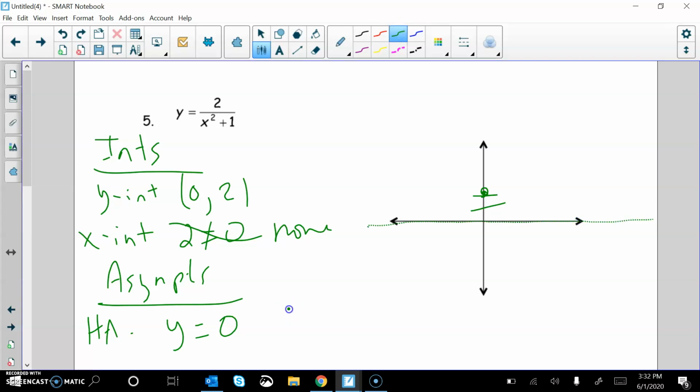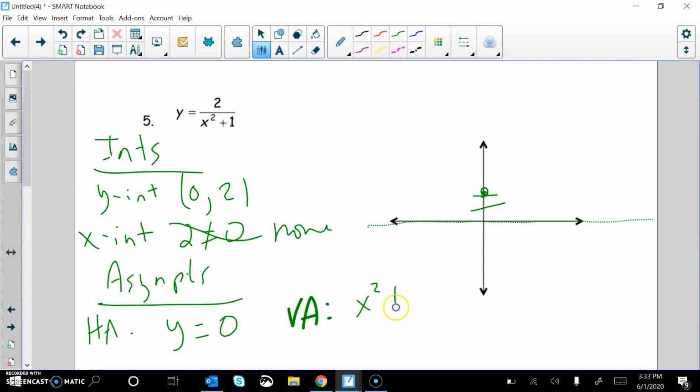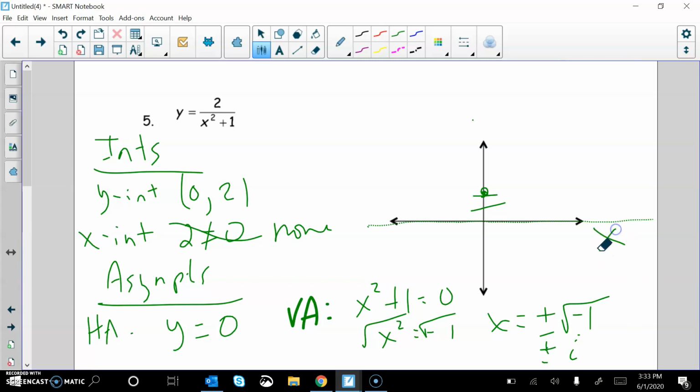Vertical asymptotes. So let's set my denominator equal to 0 and get to solving. Square root. So x is equal to plus and minus square root of -1, which is i. So that's an imaginary number. It's not a value on our current xy plane, which only deals with real numbers. So because of that, there are no asymptotes. An imaginary number. There's nothing we can do with that, at this point anyway.